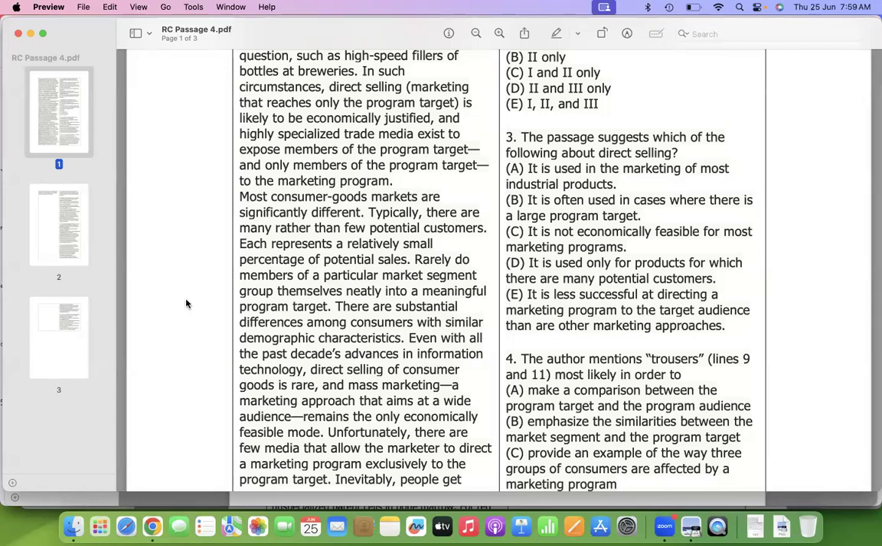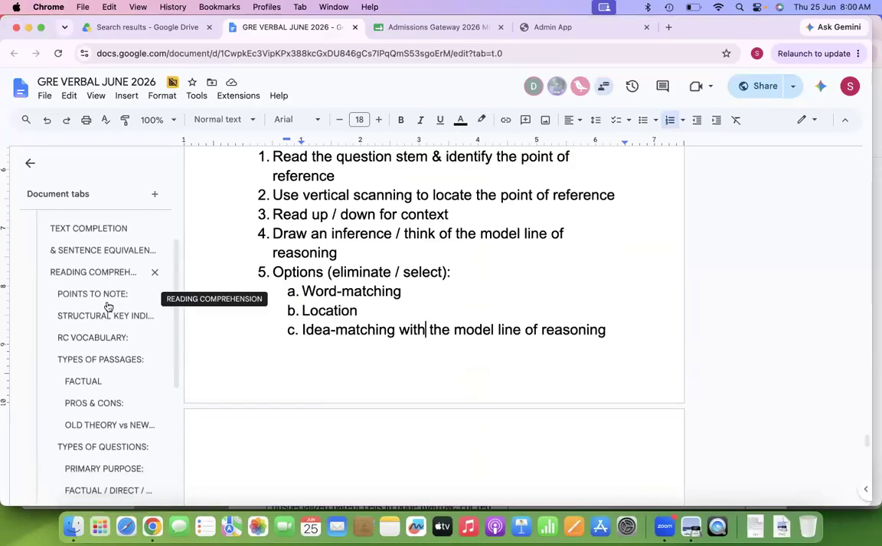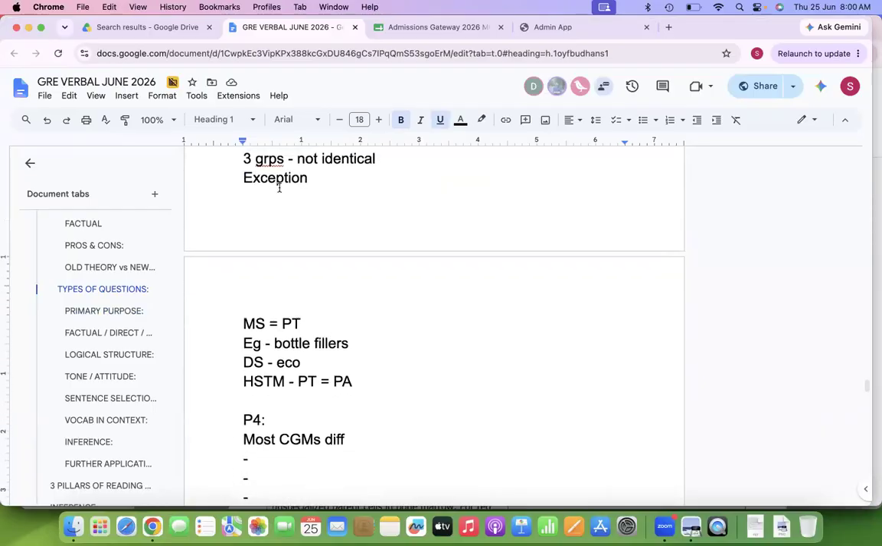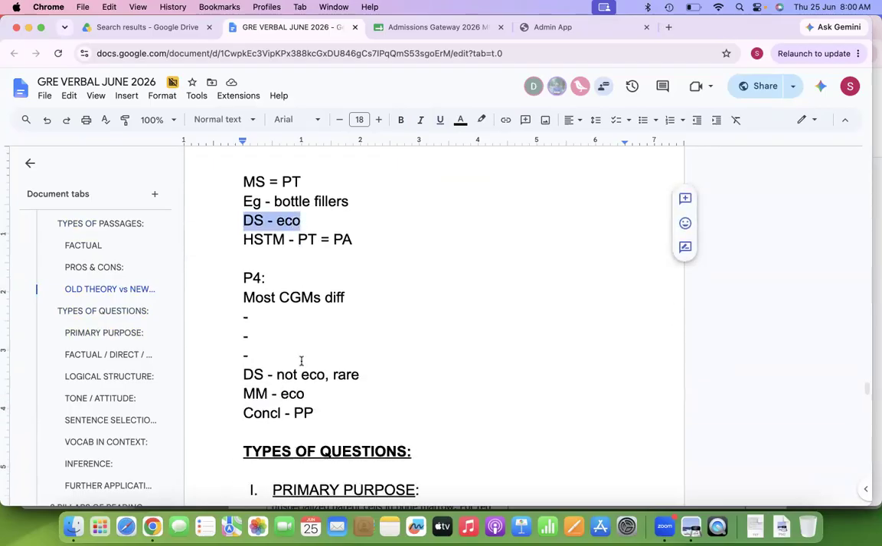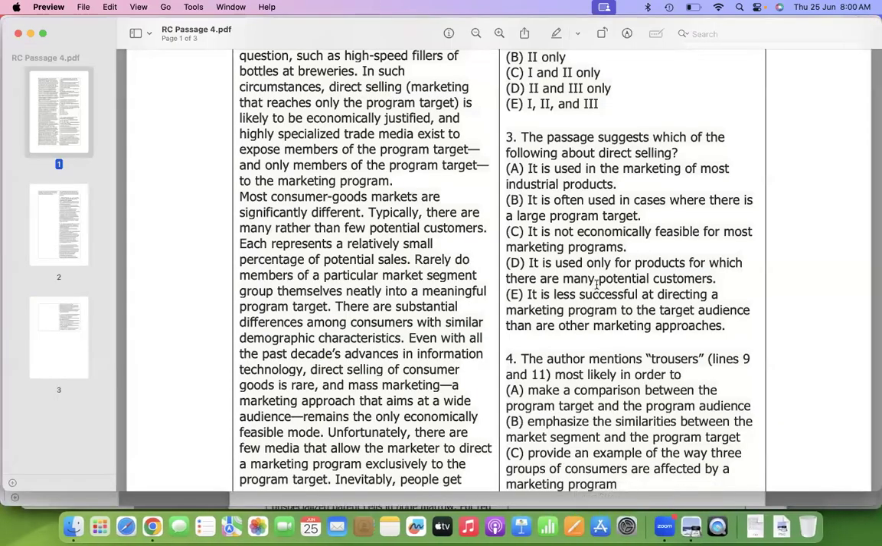Okay, let's take a look. Most of you have gone with C. I gave you time to look at the structure that we had made of this. We found that in the case of the exception, direct selling was economical. But in the normal situation, direct selling was not economical, it was rare. So your answer could come from either of those locations. Either it's economical or it's not economical. That is why it is C. It's not economical under normal circumstances.